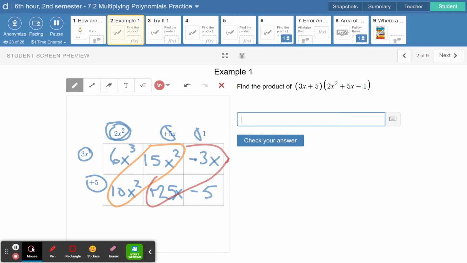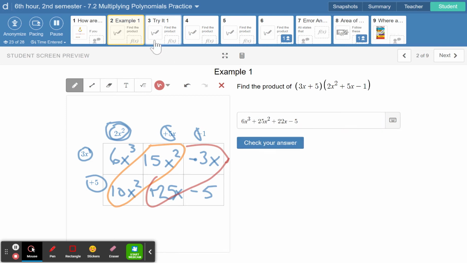So then we just type in our answer. Standard form means biggest exponent first. 10x squared plus 15x squared gets us 25x squared. Now we do the red one. 25 plus negative 3 is a positive 22. And then x. And then don't forget the minus 5 on the end.